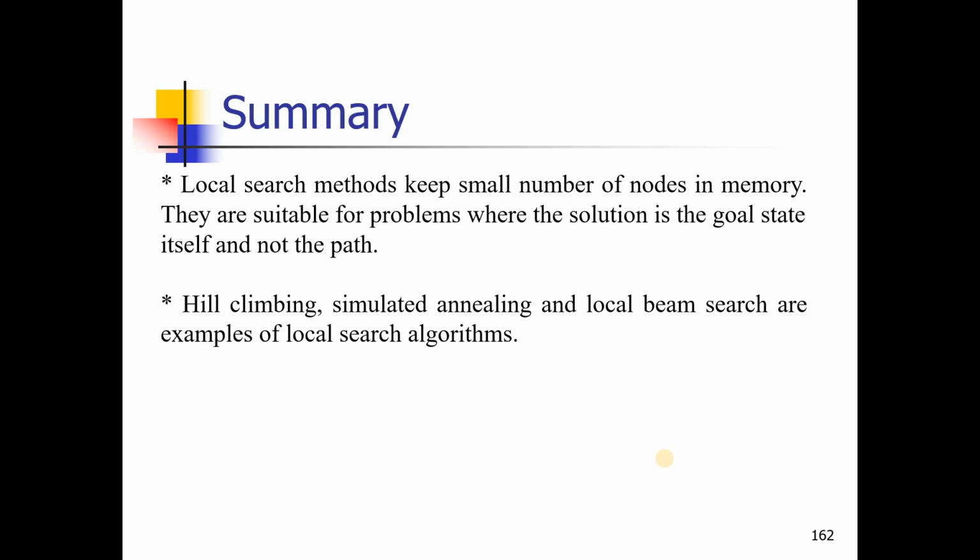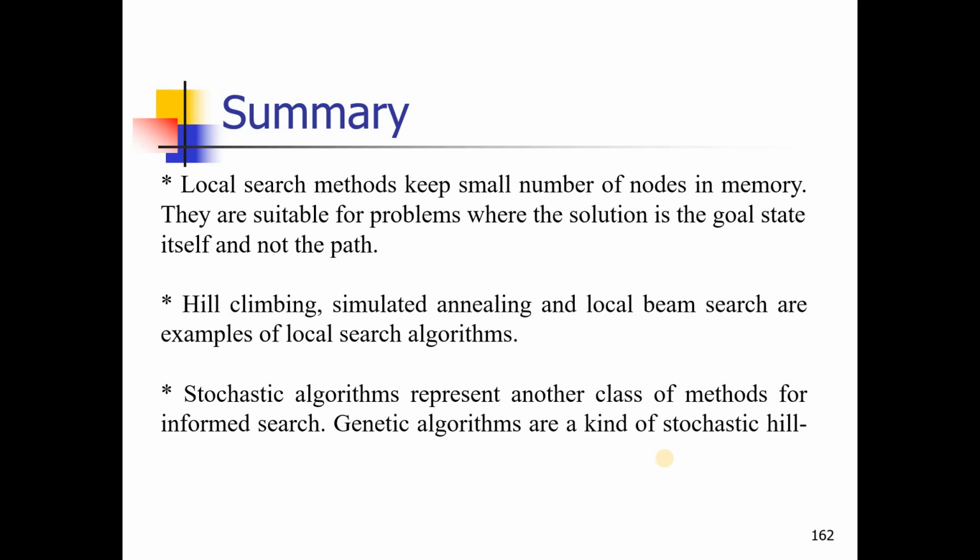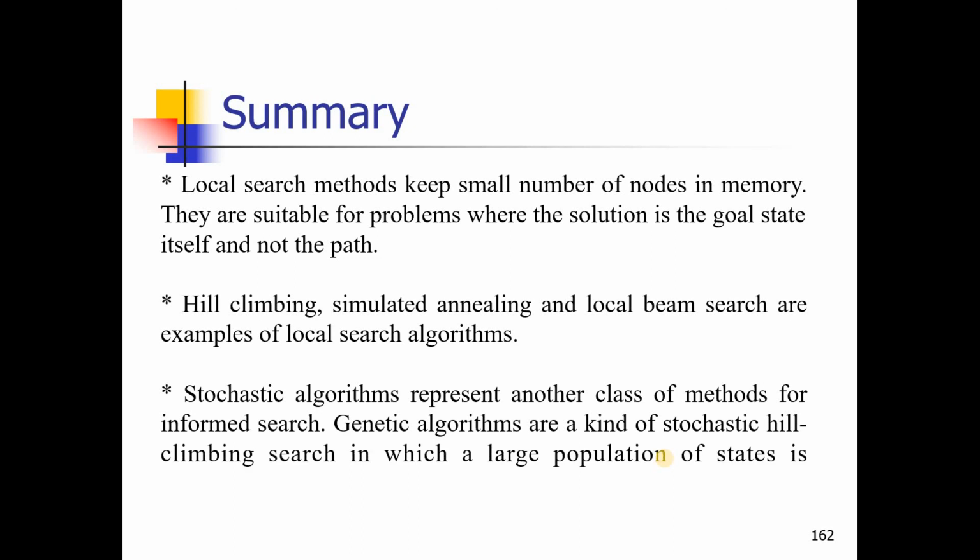We have seen in this chapter hill climbing, then stochastic hill climbing, also called simulated annealing. We saw local beam search, and we saw three types of examples: the traveling salesman problem, the N-Queens problem, and the map coloring problem. We saw the stochastic algorithms that represent another class of methods for informed search, and we saw that genetic algorithms are a special kind of stochastic hill climbing search. You can say that they are also a special type of hill climbing.